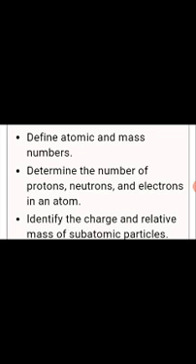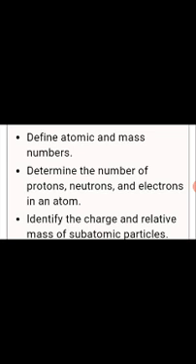In this lesson, we are discussing atomic number and atomic mass. Atomic number is the number of protons in an atom of an element. Atomic mass or mass number is the sum of protons and neutrons in an atom. Atomic number is represented by Z, and atomic mass or mass number is represented by A, capital A and capital Z.